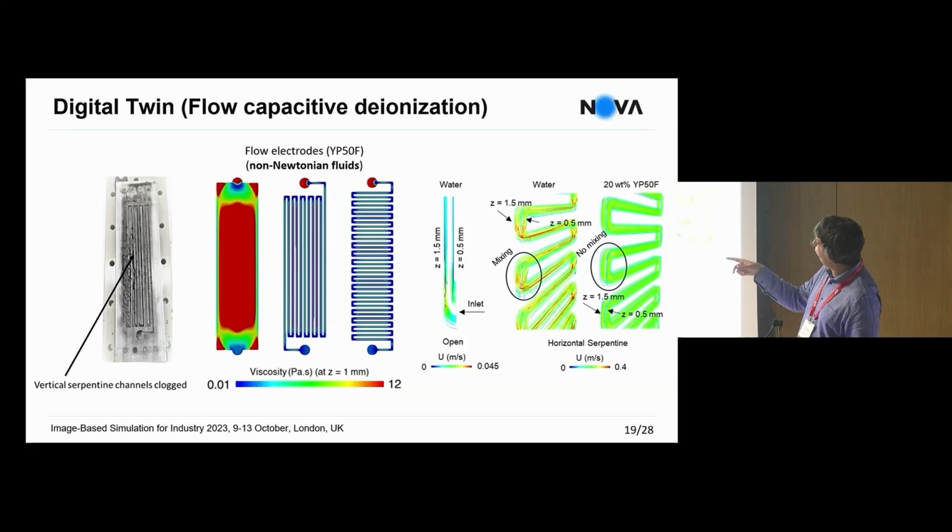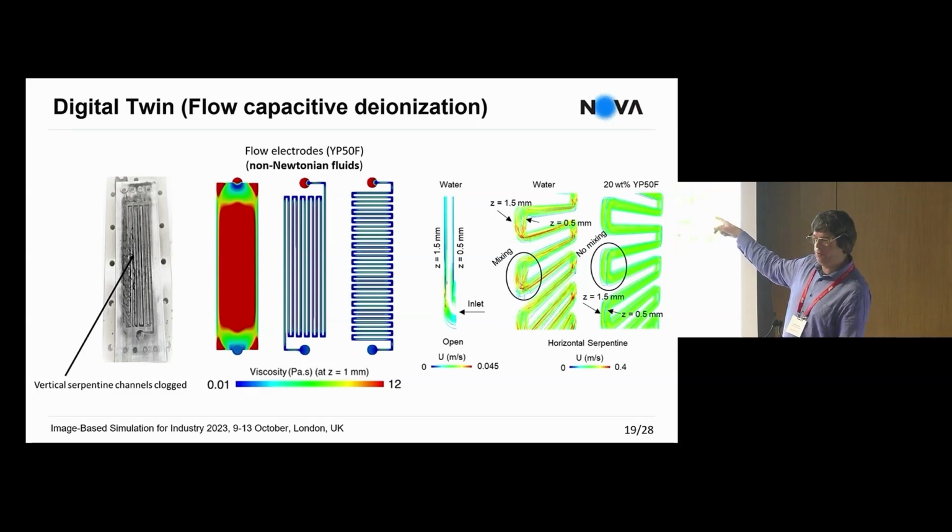But by CFD simulation, we saw that the viscosity in these long channels increased to values which basically suggest that they will clog. When using the horizontal serpentine channels, the viscosity is much lower, and basically this worked quite well. We also see from the streamlines that, for example, when using water, there is a mixing.